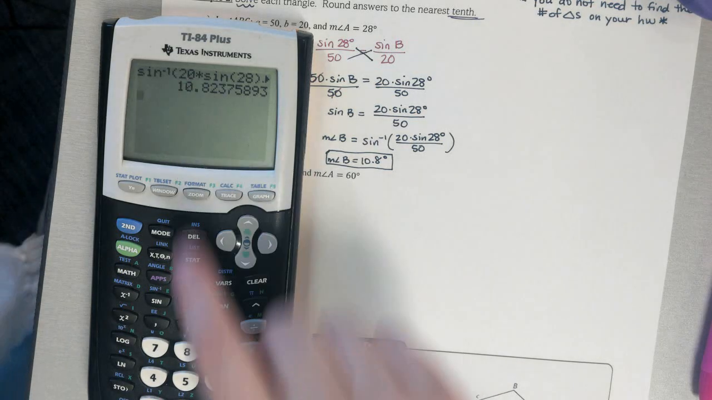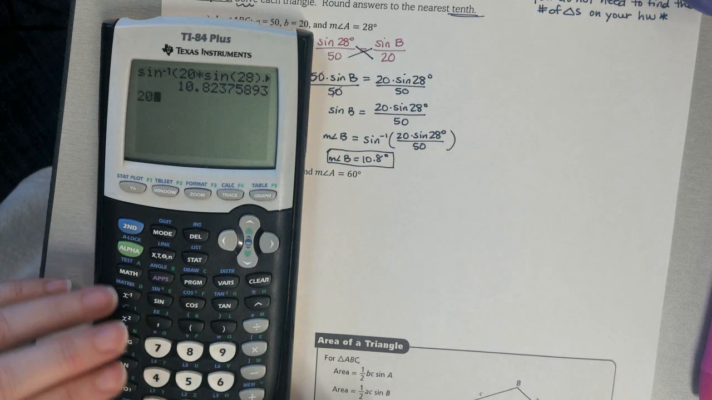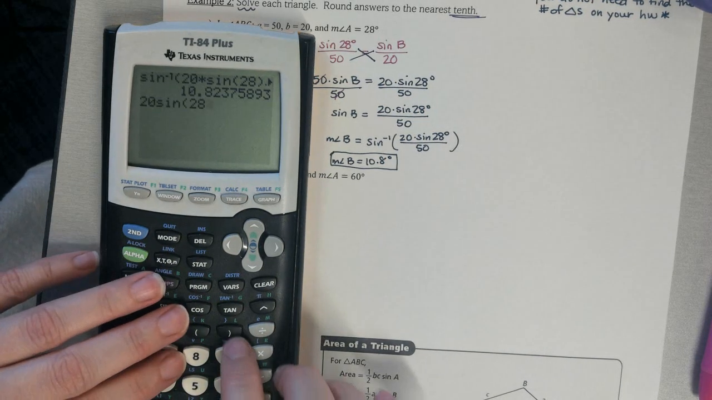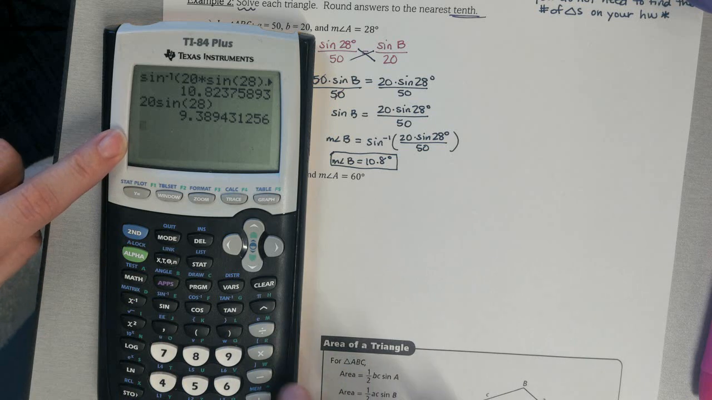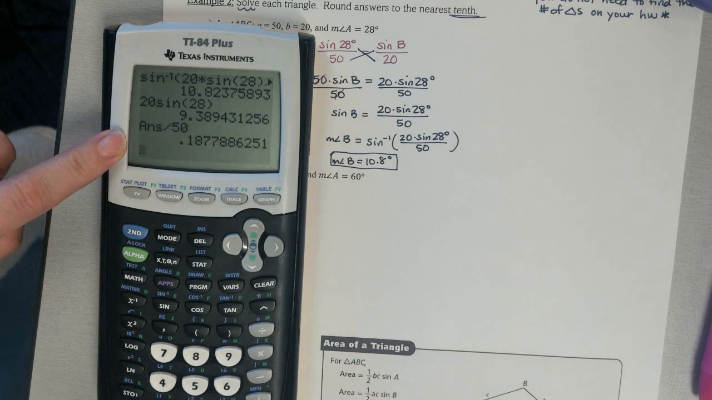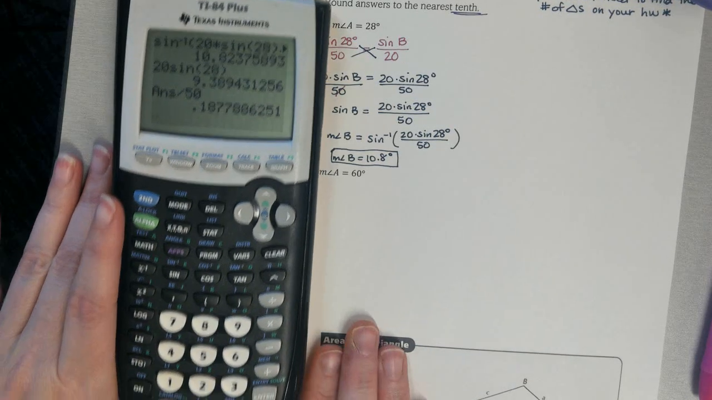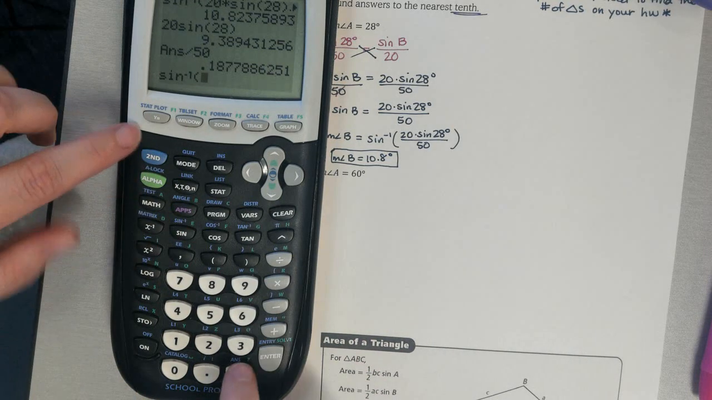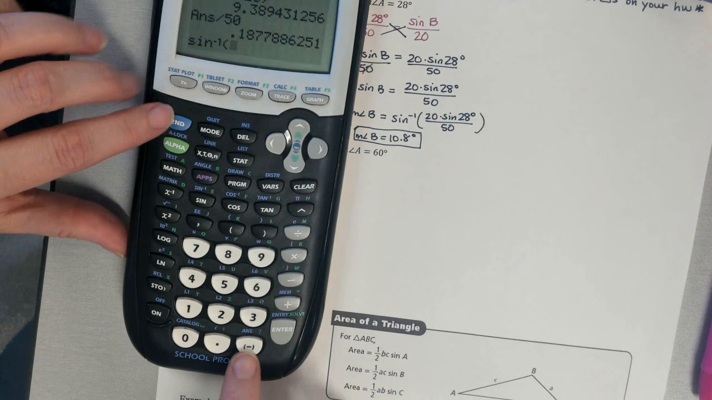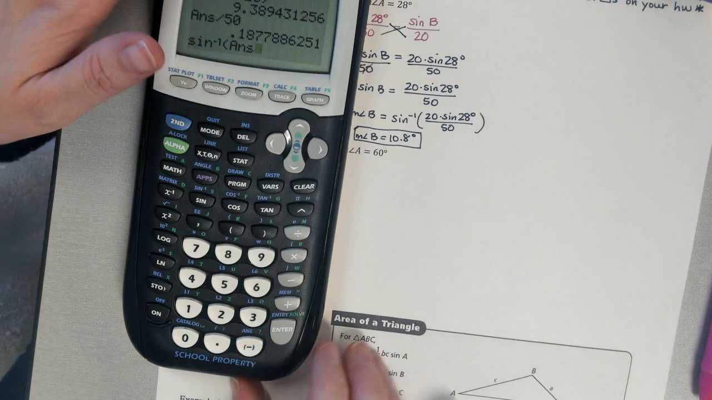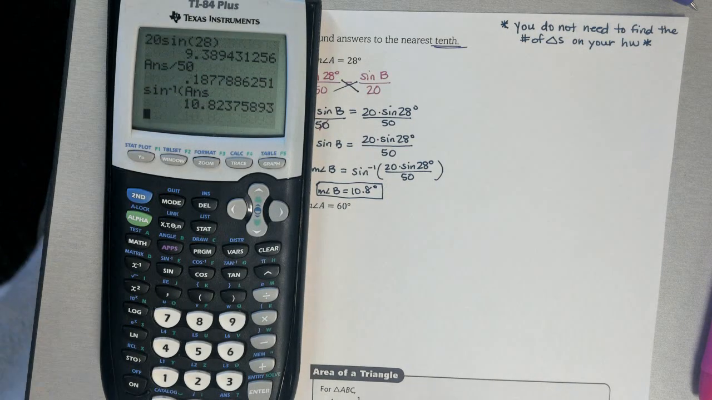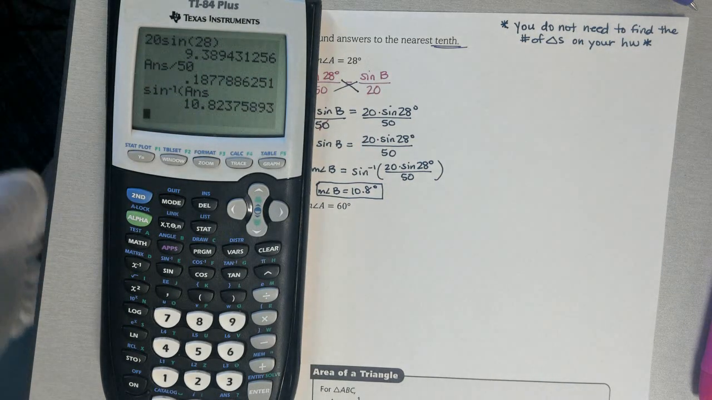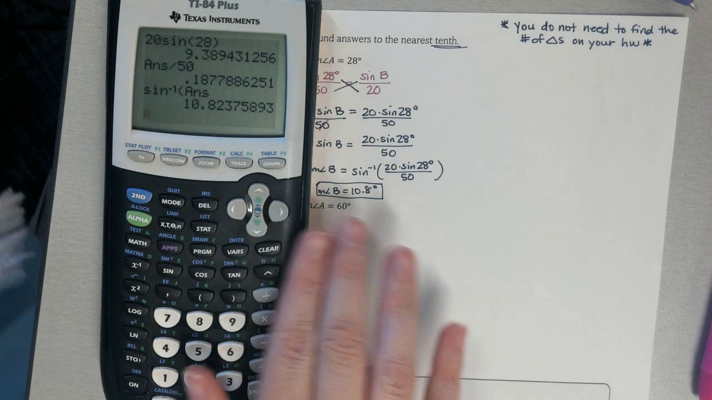Some of you like to do the 20 sine of 28 step by step, then divide by 50. You could do that, but when you do the sine inverse, you have to use the answer button. So you'd have to do second answer, or else you're rounding too early. If you like doing it step by step, you can, you just cannot round early.